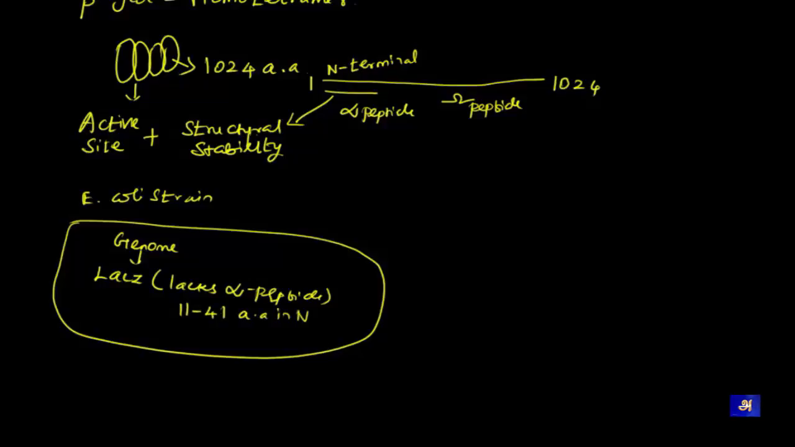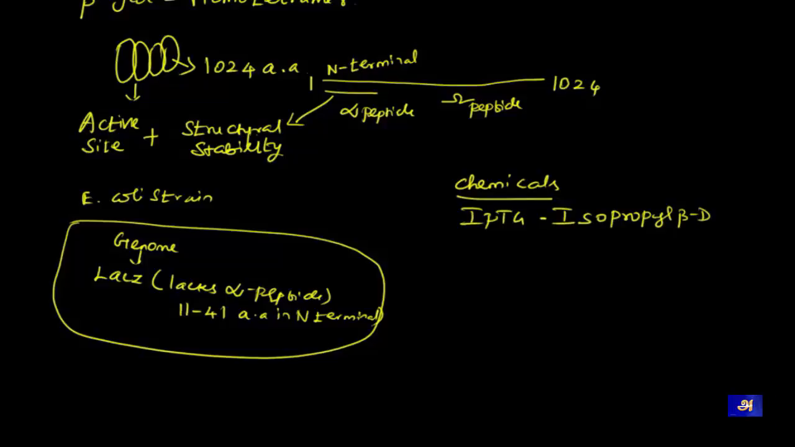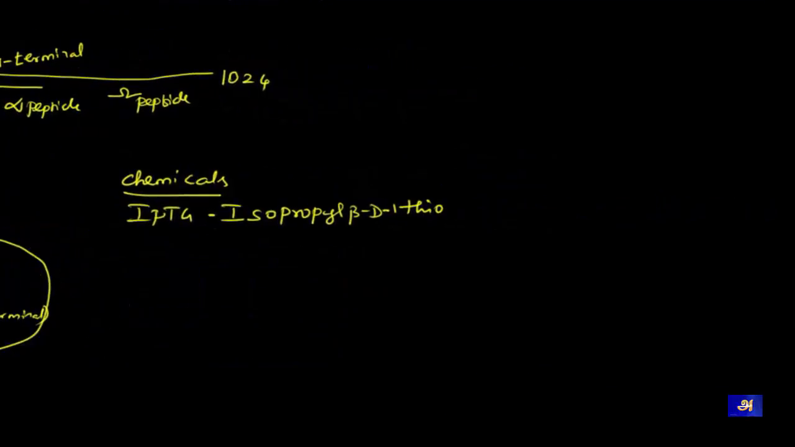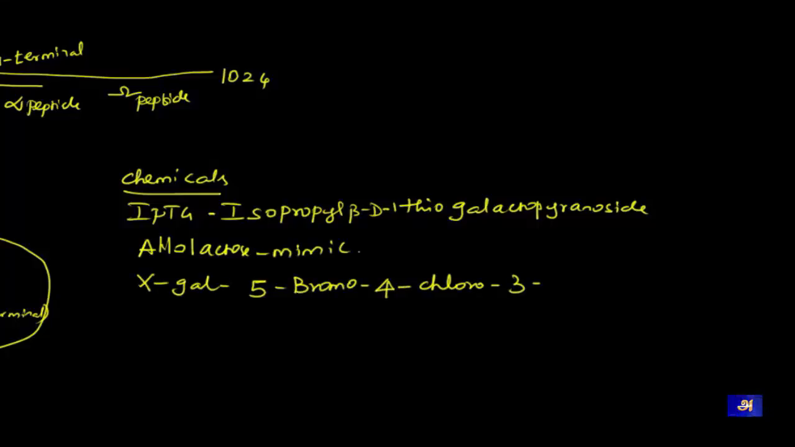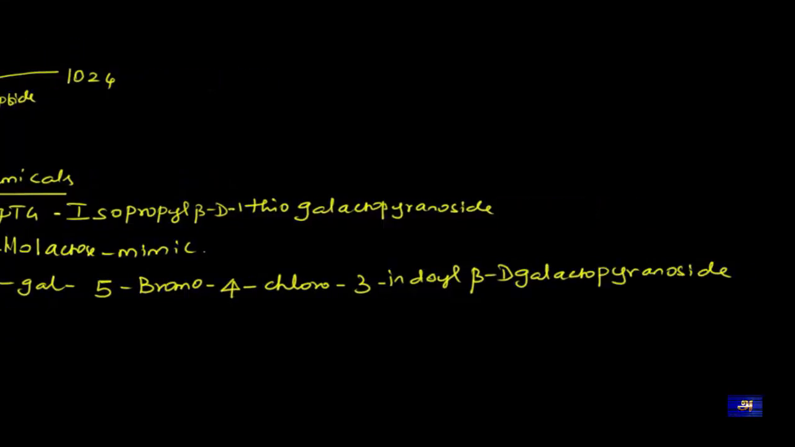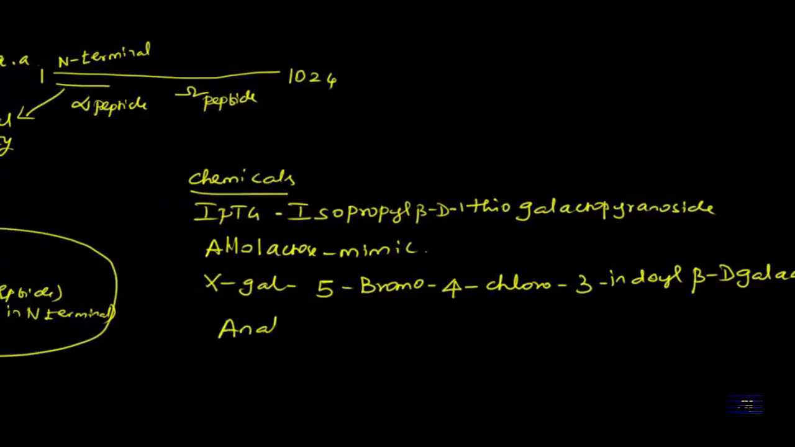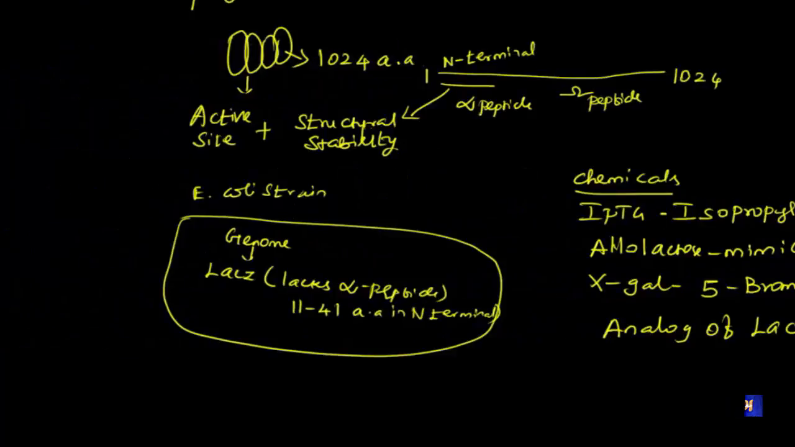Here we are going to see two important chemicals, IPTG and XGAL. IPTG, if I expand it, it may scare you, but you want to know it: isopropyl beta D thiogalactopyranoside. So do not fear. It's nothing but an analog of allolactose. Another chemical is XGAL, which is 5-bromo 4-chloro 3-indolyl and so on. This XGAL is nothing but an analog of lactose. So instead of giving lactose exactly, we are giving XGAL. That is the reason behind it.